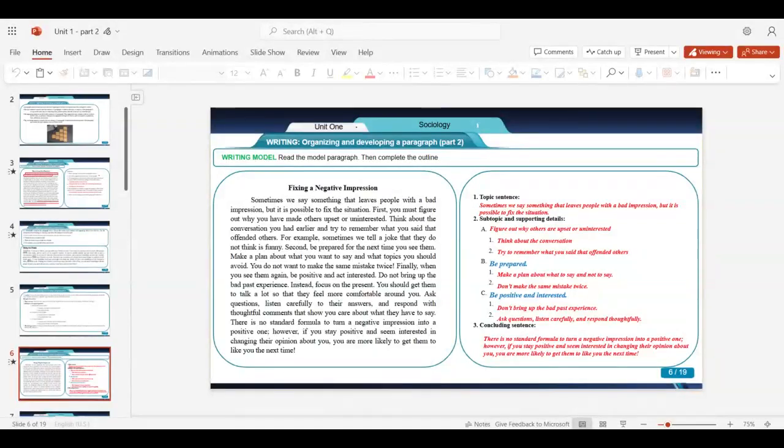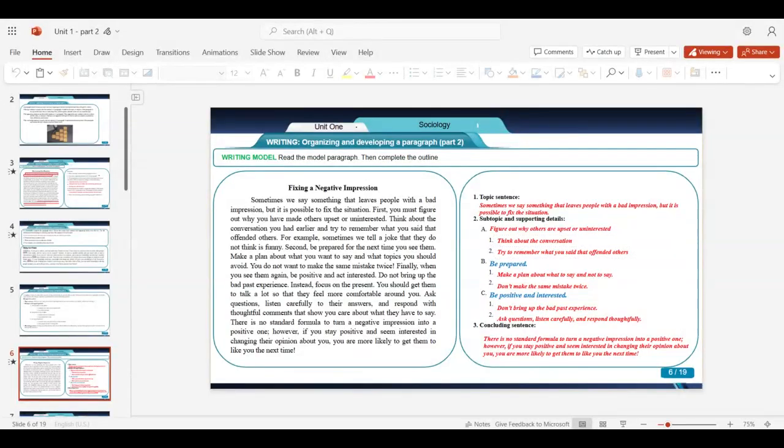So in this paragraph, we have all the important outlines and information related to our topic. What is the topic sentence? You can see that this is the topic sentence, the first line: sometimes we say something that leaves people with a bad impression, but it is possible to fix the situation. And the subtopics and supporting details are these. The first subtopic is figure out why others are upset or interested. So this is the detail.